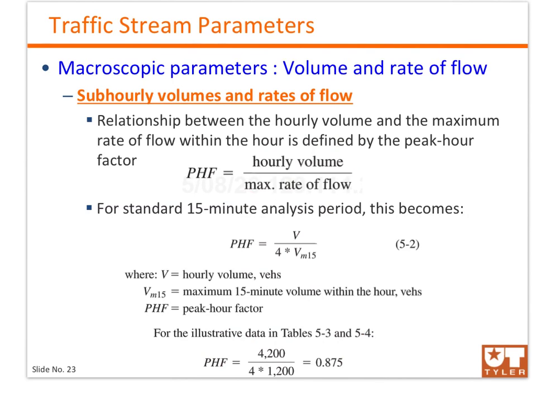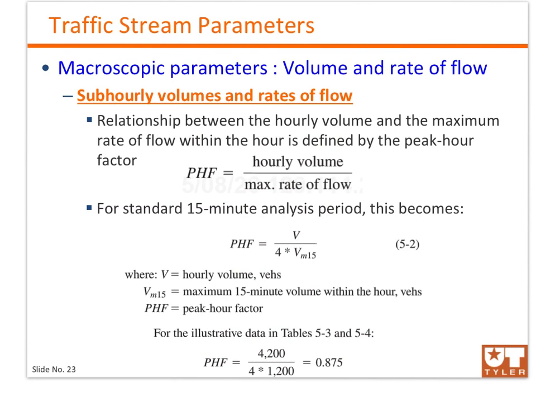Again, as a reminder, if the volume is constant for the four quarters, that means the peak hour factor is gonna be what? I'm gonna let you think about it in a second before I tell you the answer. So if I have the same amount of rate of flow every single 15 minutes, and then I multiply that by 4, it's gonna give me the exact peak hour factor equal to 1.